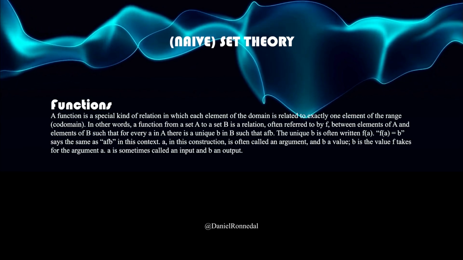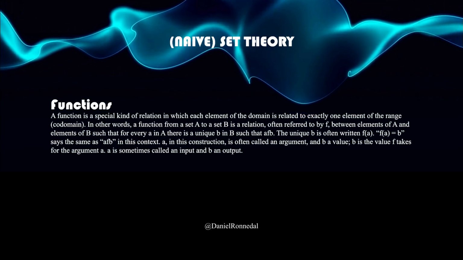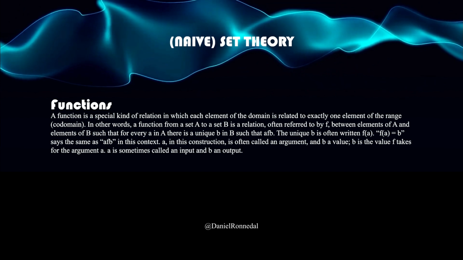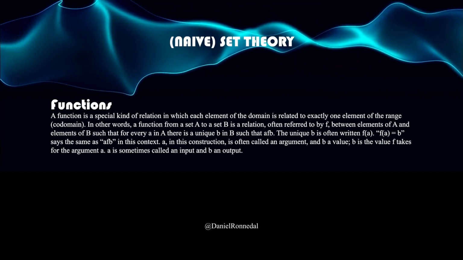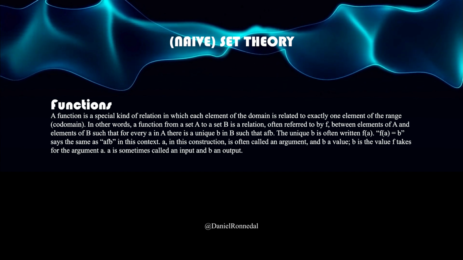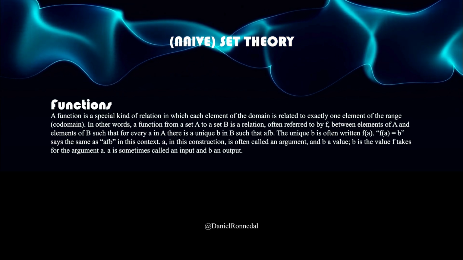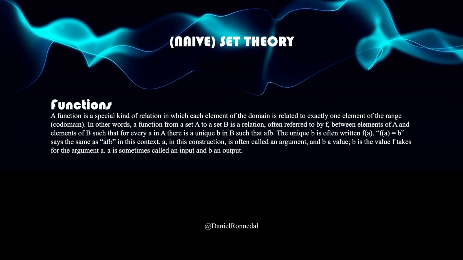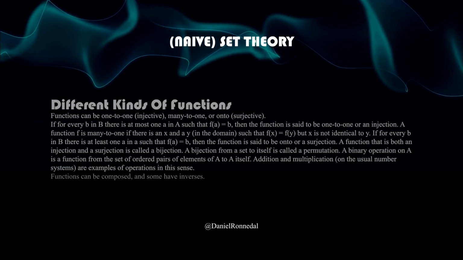f of a is identical to b says the same as a f b in this context. A in this construction is often called an argument, and b a value. b is the value f takes for the argument a. A is sometimes called an input and b an output.